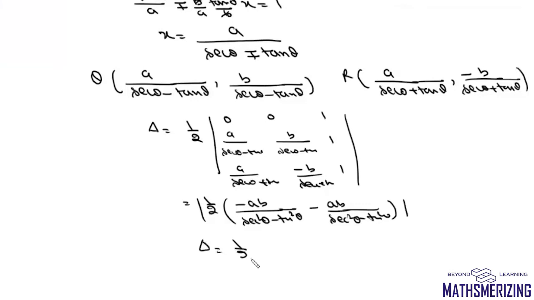So it will be 1 by 2. Now secant square theta minus tan square theta is 1. So it will be simply 2AB. So here 2 and 2 will cancel. So the area of this triangle CQR is A into B, and it is independent of theta. So this result is true for any tangent.